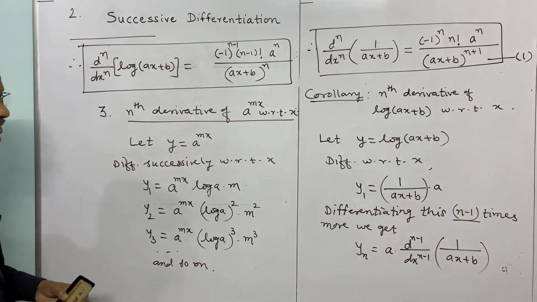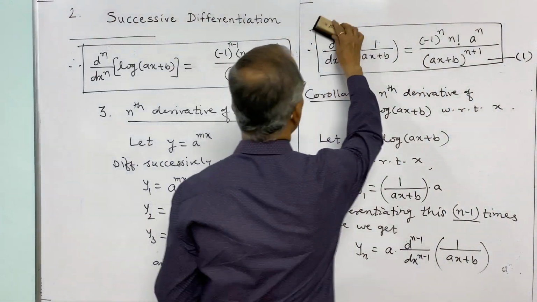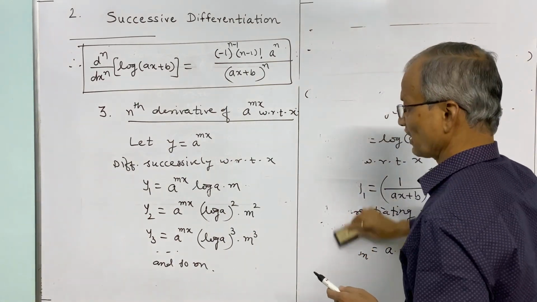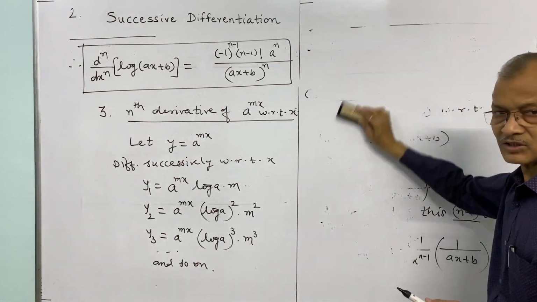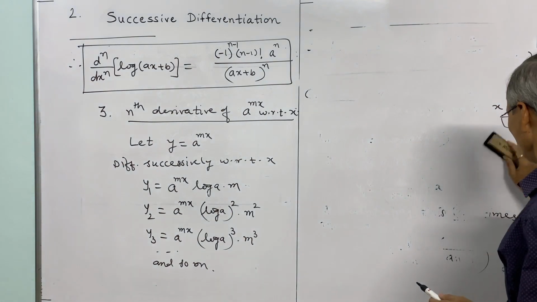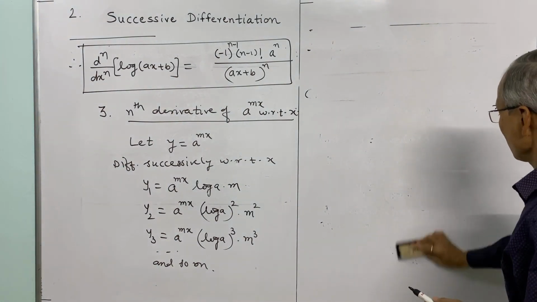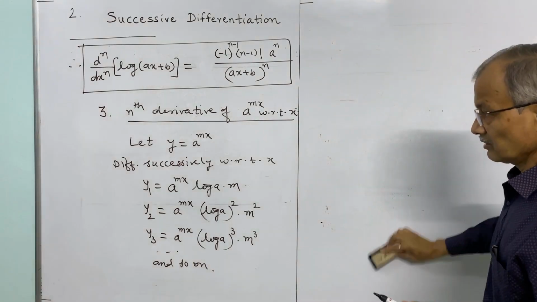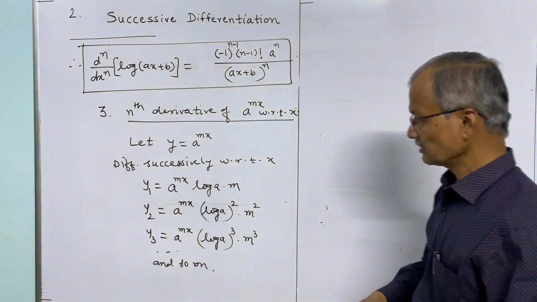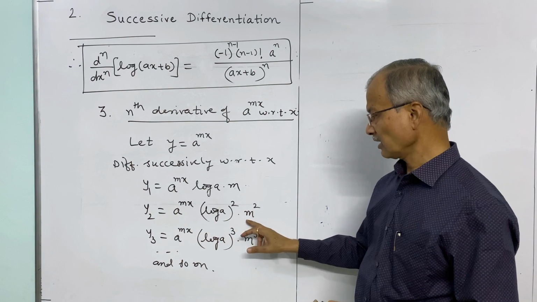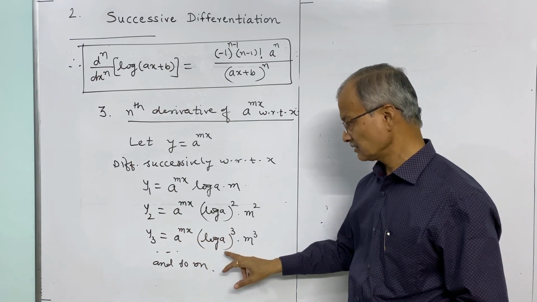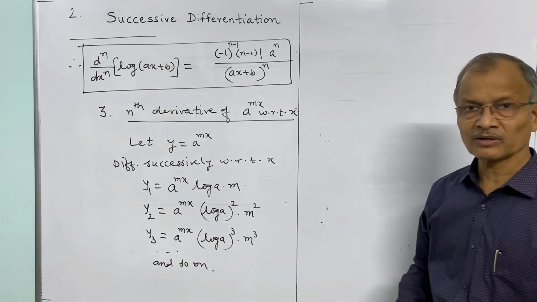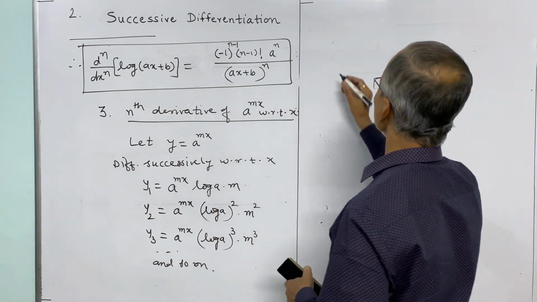What will be yn, so that we can write. See, observe y1, y2, y3. For observation only, we are writing the three derivatives, and then from that we can write directly what will be the nth derivative. For y2, it is a to the power mx log a square into m square. For y3, it is a to the power mx log a to the power 3 m to the power 3, and so on. What will be yn?